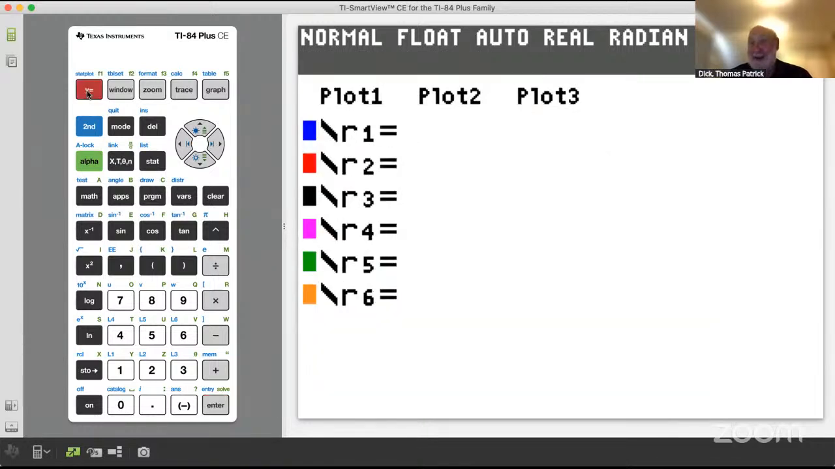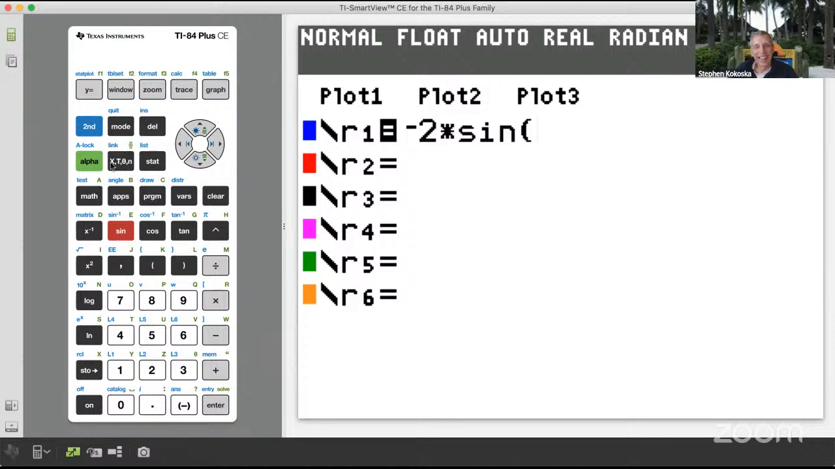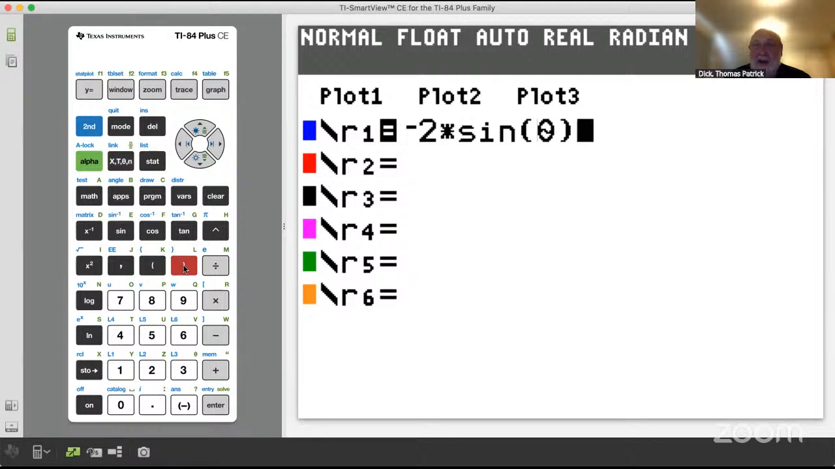And wow, it looks different. Instead of y1, y2, and so on, we now have r1, r2 up through r6. And so this is set up for polar equations. Let's go ahead and put in the one that Steve was working with. I think it was -2 times the sine of theta. Where do I get a theta? Well, when you're in polar mode, that X,T,theta,n key is now a theta key. So it's sensitive to which mode you're in. So I'm just going to hit my X,T,theta,n key. There's a nice theta there. Okay, great. All right, looks good.